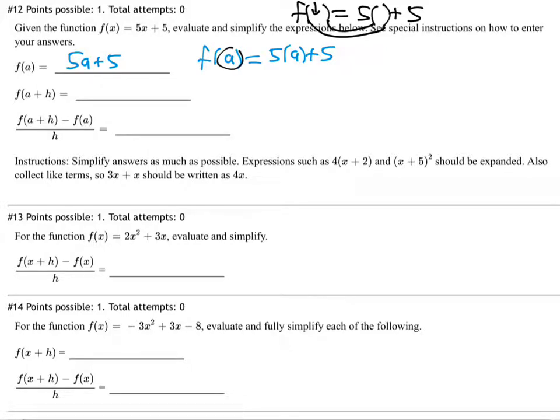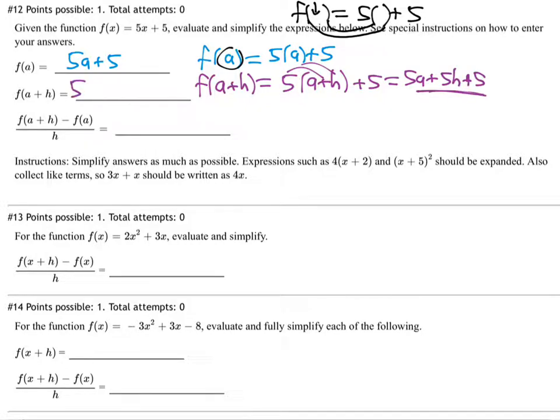What if, on the next one, we're going to plug in a plus h. So what if you plug into the holes in the toaster, plug into that slot, a plus h? Well, a plus h will slide down and show up where the x was. So it'll be 5 times a plus h, plus 5, that making sense? And they do want you to distribute on this one. So we'll distribute, and we'll get 5a plus 5h plus 5.